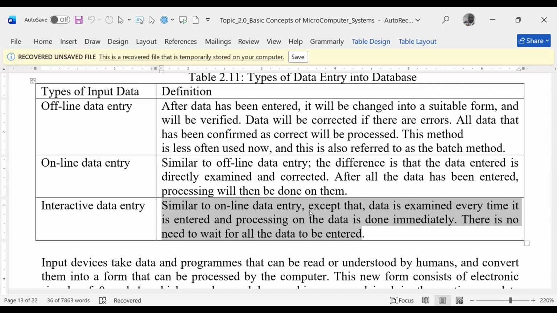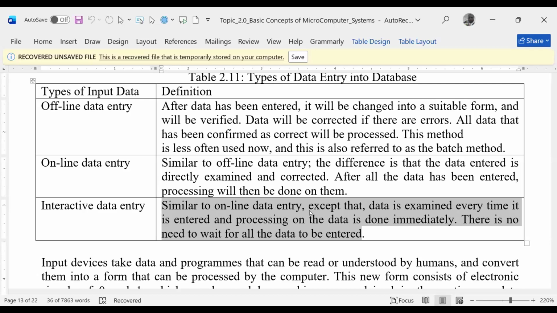If your date of birth is not verified, you can't move to the next stage, and this is called interactive data entry. The next is offline. Offline means your system is not necessarily connected. You can do the entries, everything you want, then once finished, you upload to the system database. Another name for offline is batch processing.